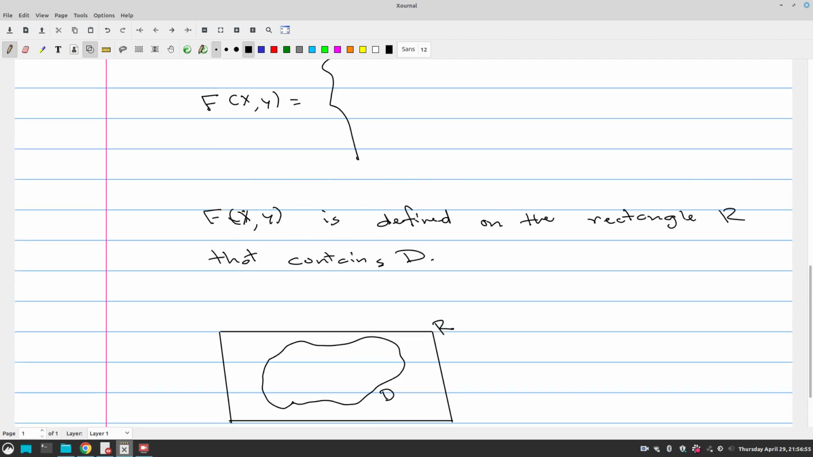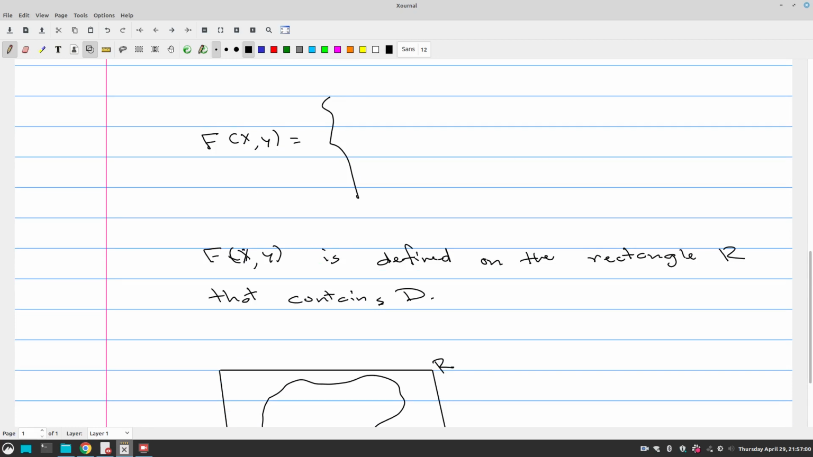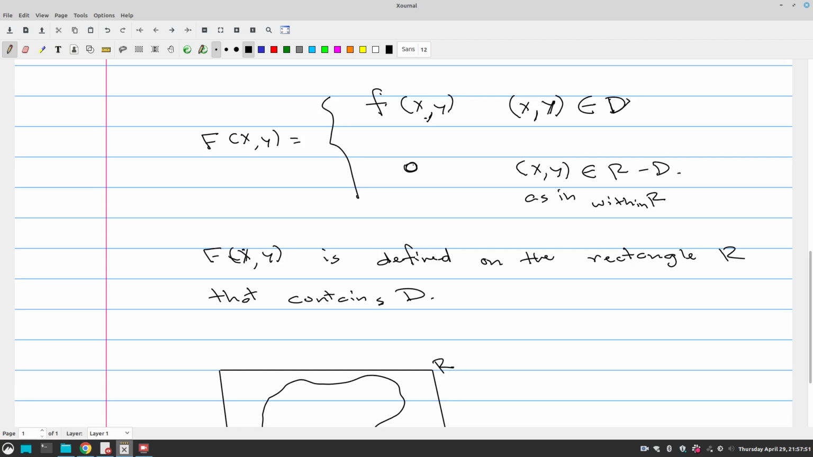Now this capital F is equal to small f of (x,y) when the argument of the function is in D, meaning in this arbitrarily shaped region, and this is equal to 0 when the argument of the function is in R minus D, meaning within R but outside D. Alright, it's within the rectangle R but outside the region D.